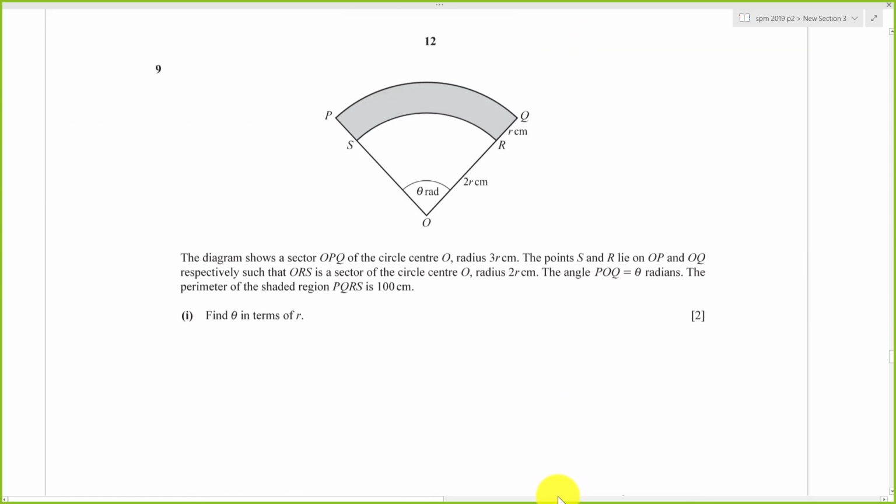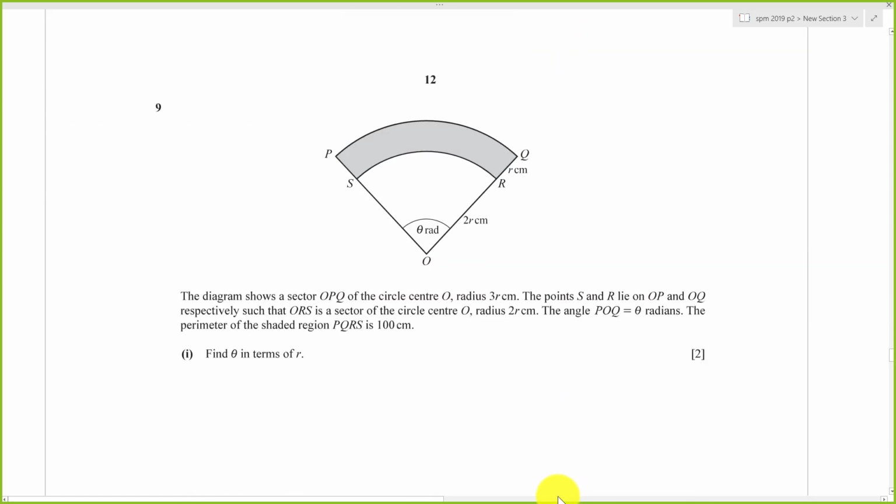Okay, so number 9, circular measure. The diagram shows the sector OPQ of a circle, center O, radius 3r. The points S and R lie on OP and OQ respectively, such that ORS is a sector of the circle, center O, radius r, and so on. Basically, all the information is given.